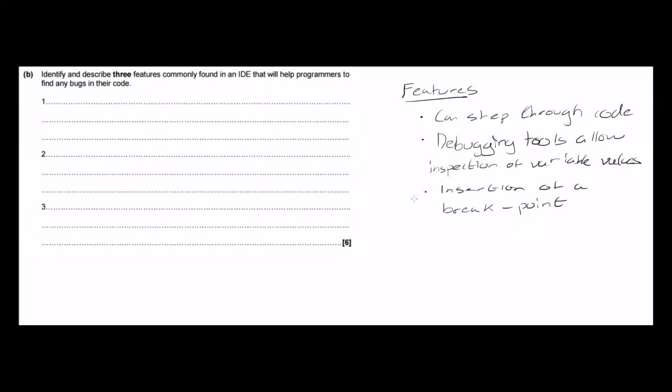Okay, so let's look at our first one then, that can step through code. And what this means is when you run a program, you can step through it line by line. For example, in the Python IDLE editor, it allows you to step through a program line by line and see the effects on variables of each line of code. So for our first reason, we can put an IDE can step through code, which allows the programmer to see the effects of each line of code.